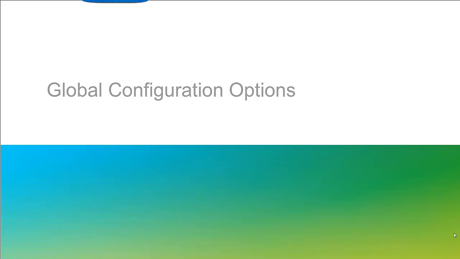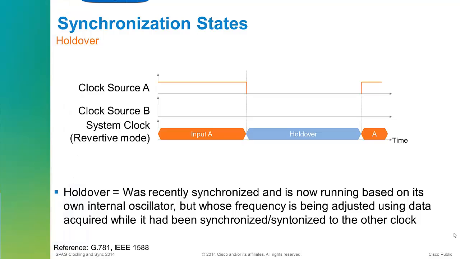Now we look at the global configuration options. So now we're going to start talking about the CLI and actually how we configure these platforms. But first we'll cover a couple of little items that we touched on in part one, because we're going to configure some portions of these now.